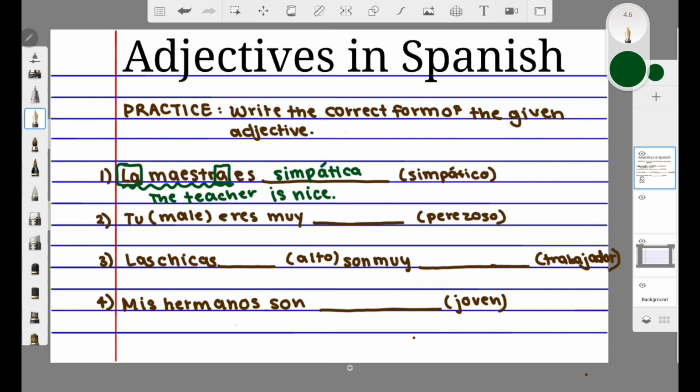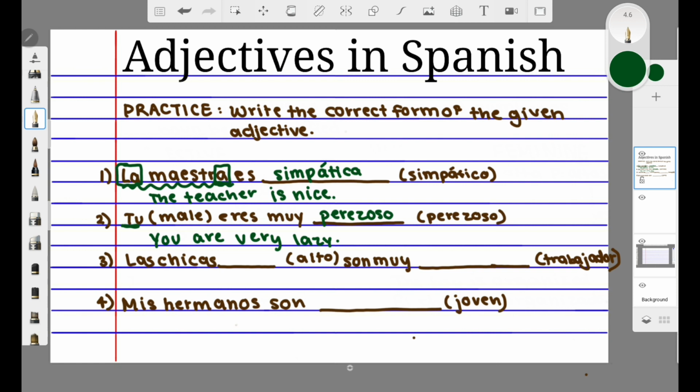Alright, number 2. Tú, and we're assuming that the person I'm referring to as you is a male. Eres muy blank for perezoso. And since it's just you, it's singular, we're given that it's masculine, so perezoso. You are very lazy.